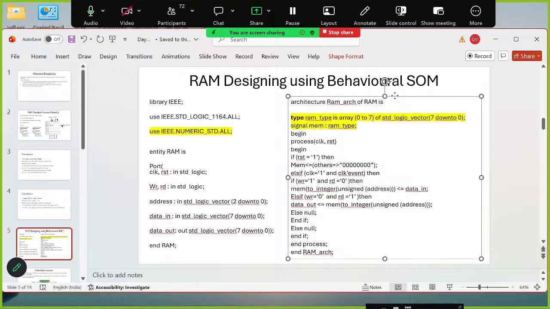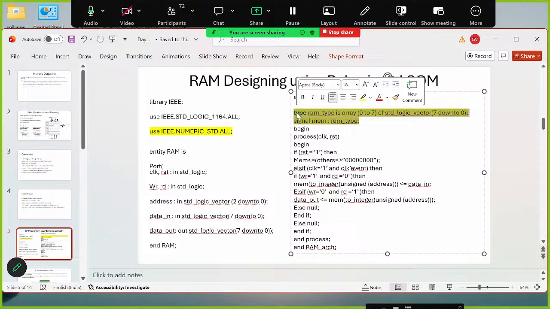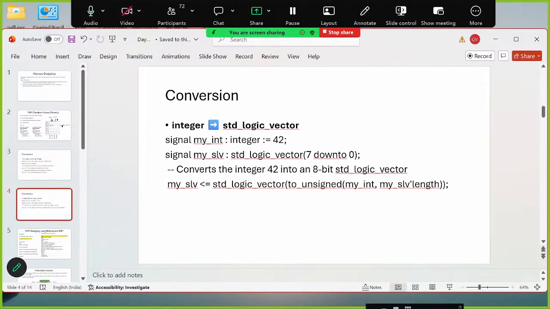So, dear students, hope you got this. In this way, you can easily design the memory logic. The important thing that you should note is this library, the creation of this array variable, and the conversion function. One conversion function is when you want to convert std underscore logic vector to integer. Another conversion function is integer to std underscore logic underscore vector. So these are the standard functions which are available inside the VHDL library.